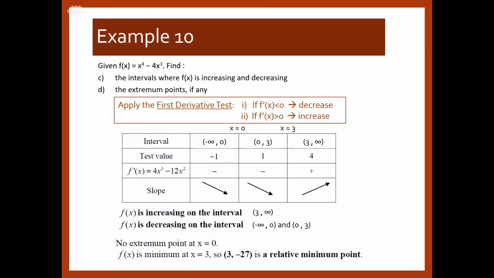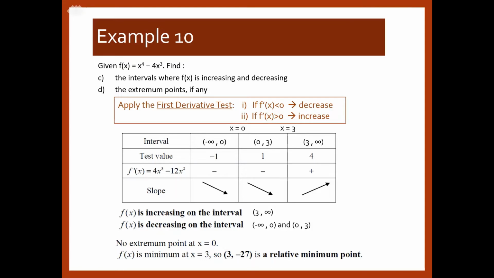To find the increasing or decreasing interval, you need to apply the first derivative test. If f'(x) less than 0, you should get decreasing interval. And if f'(x) greater than 0, you will get increasing interval. Here, we are using x equal to 0 and x equal to 3 as the cutting points of the interval. From the first derivative test, f(x) is increasing on the interval 3 to infinity and decreasing on the intervals negative infinity to 0 and 0 to 3.